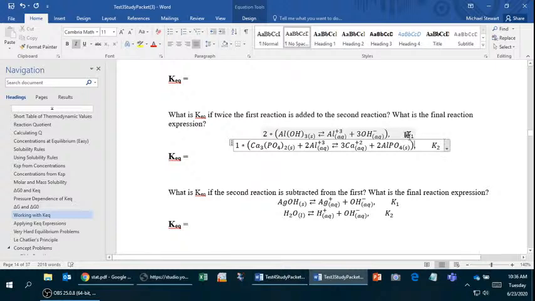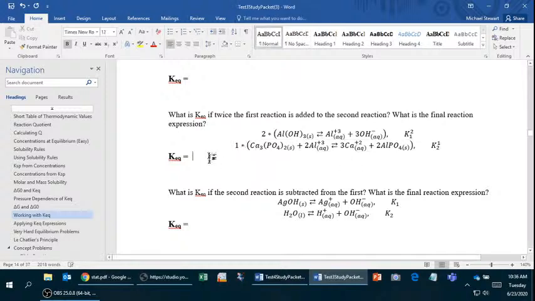The easiest way to work these types of problems is to take whatever you're multiplying each reaction by and raise that k to that power. So this would be k1 to the second power, k2 to the first power, and then multiply them together. Your final expression here would be k1 squared times k2.